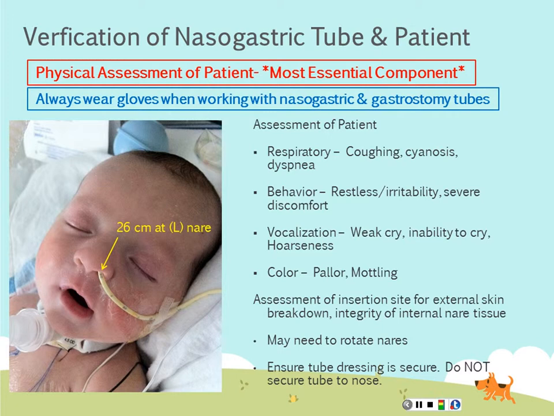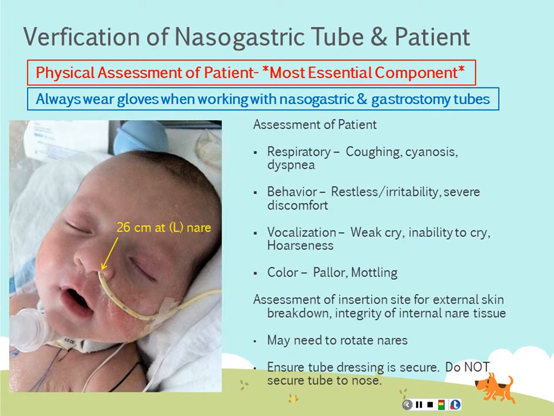You may need to rotate from one naris to the other to decrease the risk. If you're seeing a lot of tissue irritation, you may want to move it before you have impaired skin integrity and skin breakdown internally or externally. And with kids, we do not secure it to the nose, because they still have soft tissue in a lot of these areas and their cartilage in their nose is not fully developed. So you can cause permanent skin impairment, skin integrity breakdown, and deformity if you secure that tube to their nose.